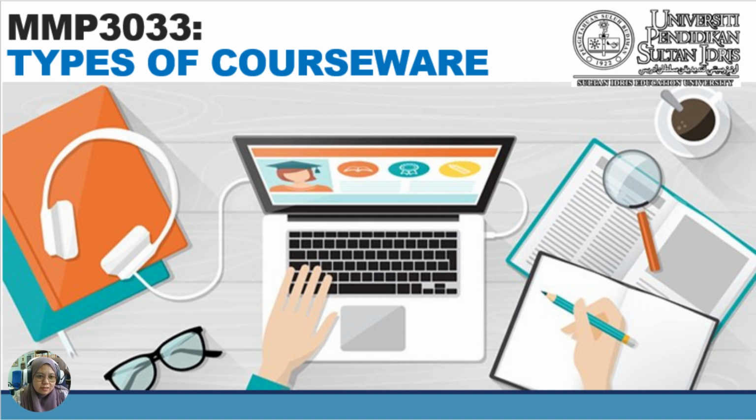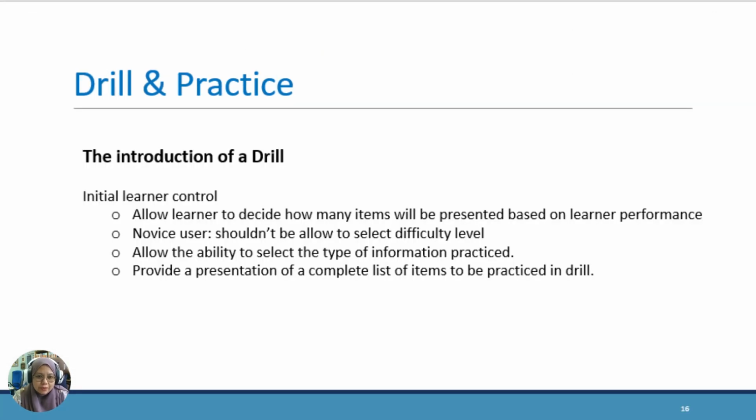Okay, hi everyone. Now we will proceed to the second type of courseware, which is drill and practice. What is drill and practice? Drill and practice is a type of courseware that allows learners to decide how many items will be presented based on learner performance.